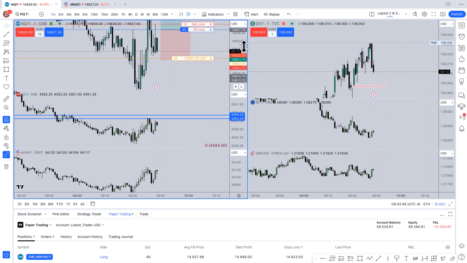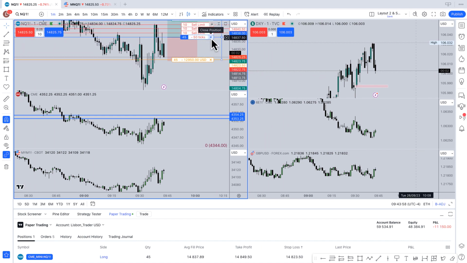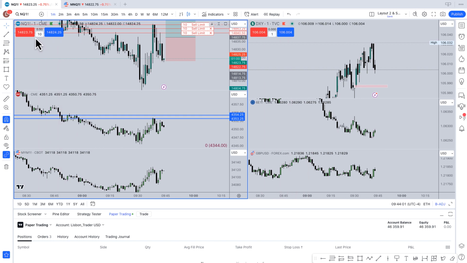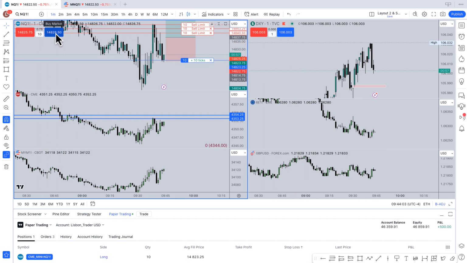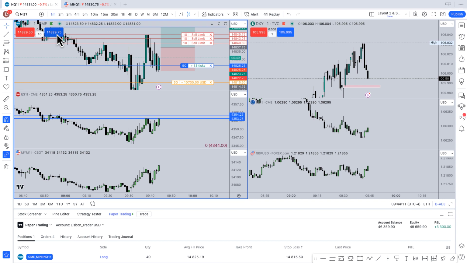Not liking. Already below equity. Yeah. Once stopped out. So 5K. There again. Level the equity.